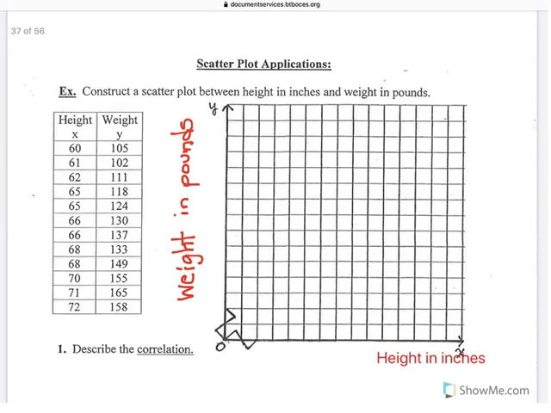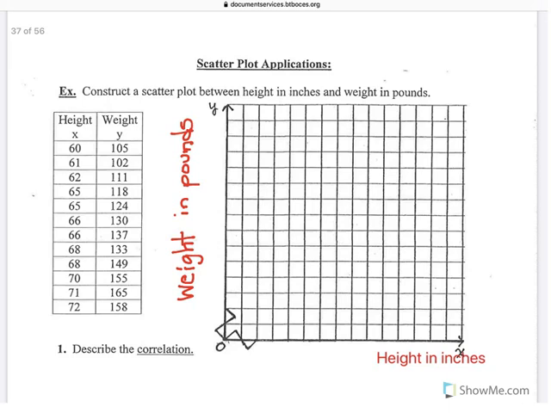And before we plot our points, we need to figure out what to count by. Now notice that we have these little breaks. They look kind of like sideways Z's. That's so that you can start at any number and do a huge leap to that number and then count by whatever number that you want.